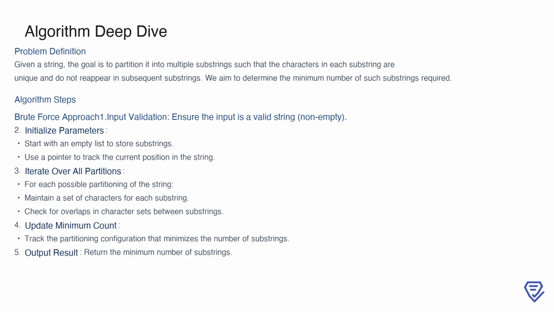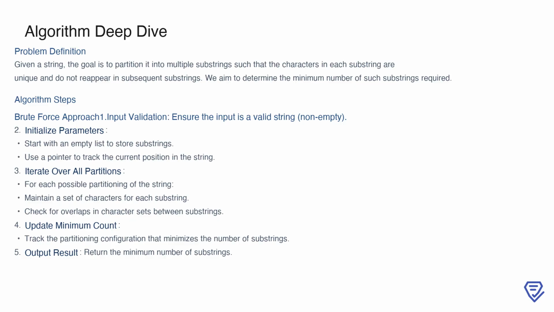To understand the brute force approach for solving this, we begin by validating the input to ensure it is a non-empty string. Next, we initialize parameters, including an empty list to store the substrings and a pointer to track the current position in the string. The method then iterates over all possible ways to partition the string. For each partition configuration, we maintain a set of characters for each substring to ensure they are unique, checking for overlaps between substrings. Finally, we track the partitioning setup that minimizes the number of substrings and return this minimum value as the result.